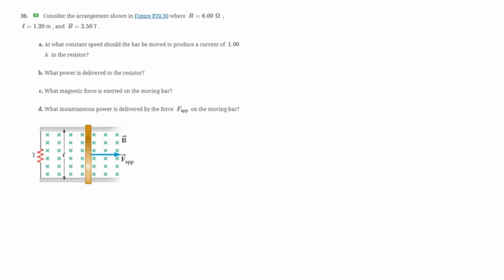They say, consider the arrangement below where the resistance is 6 ohms, the length is 1.20 meters, and B is equal to 2.50 tesla. So the magnetic field is 2.50 tesla. At what constant speed should the bar be moved to produce a current of 1 ampere in the resistor? So there is one resistor here.